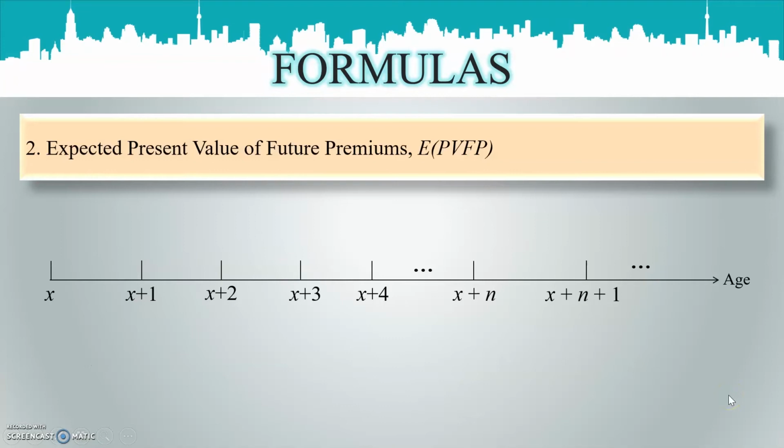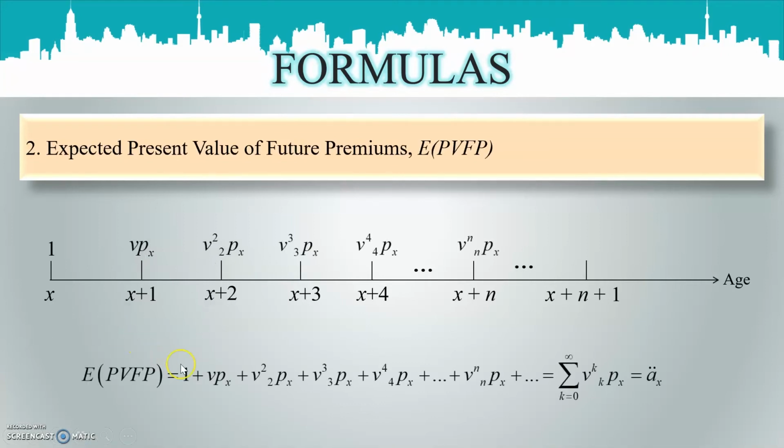Next, we use whole life annuity to calculate the expected present value of future premium. A person who dies within X and X plus 1 will pay premium at the beginning of the year. For a person who survived the first year and dies in the following year, we have to discount back the premium with the discounting factor and probability of survival. The same goes for the following years. We sum them up to get the formula for the whole life annuity due.